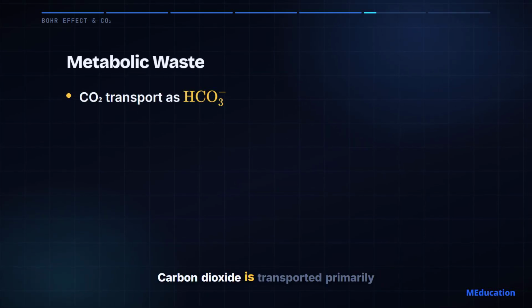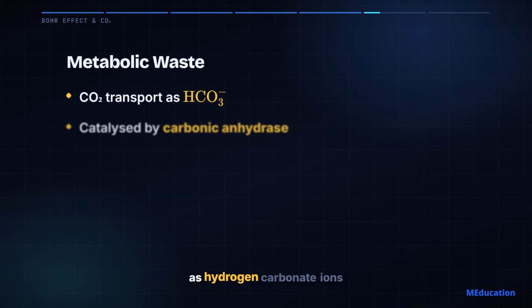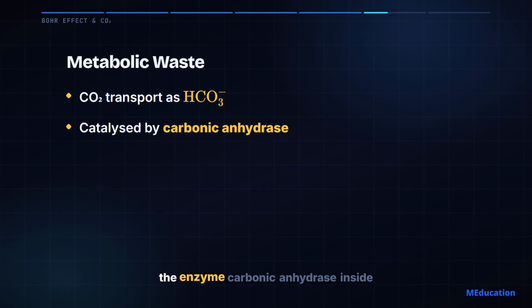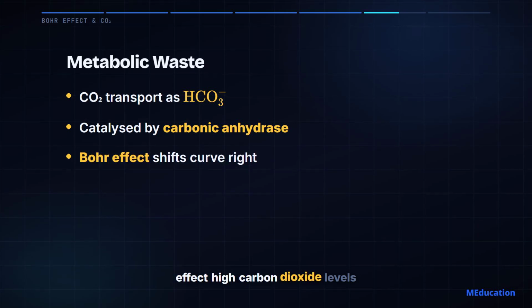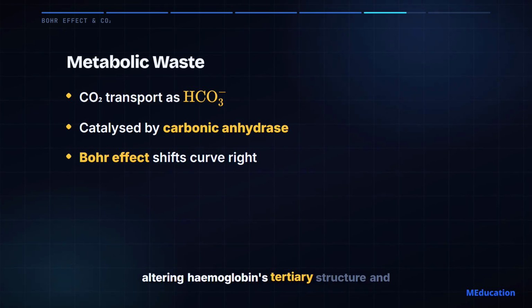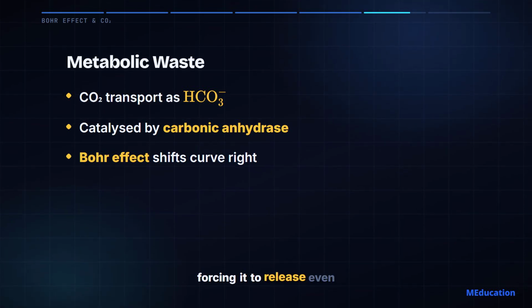Carbon dioxide is transported primarily as hydrogen carbonate ions, a sequential process driven by the enzyme carbonic anhydrase inside red blood cells. This leads to the Bohr effect. High carbon dioxide levels lower the blood pH, altering hemoglobin's tertiary structure and forcing it to release even more oxygen exactly where it is most needed. It is a perfect, elegant homeostatic loop.